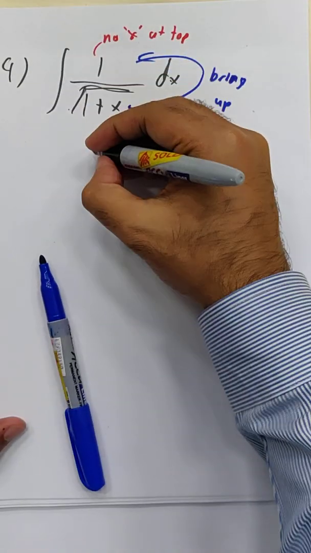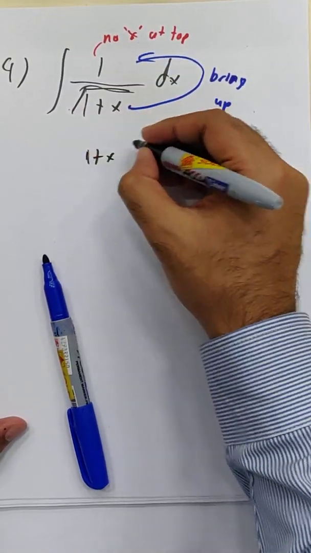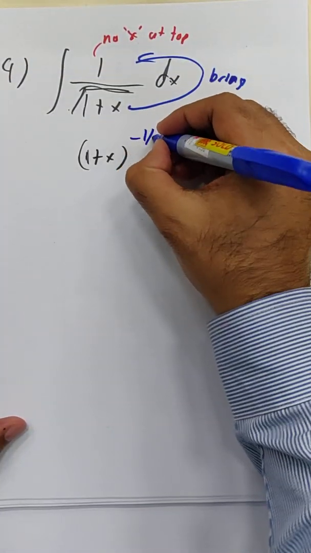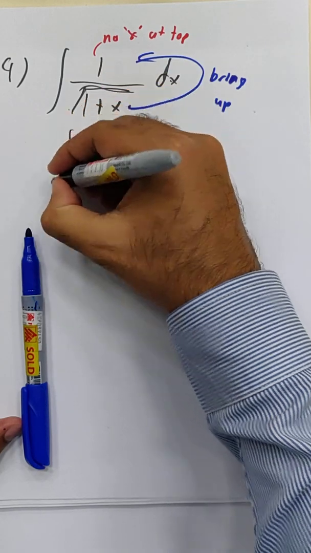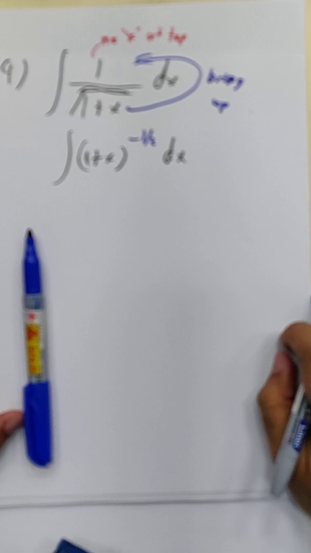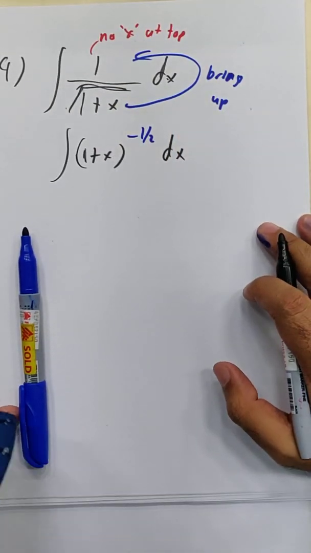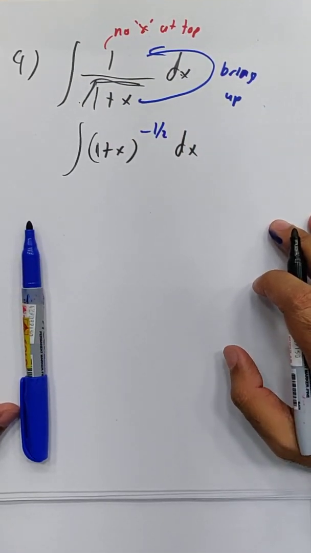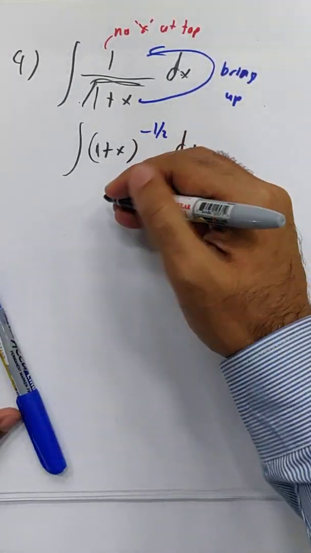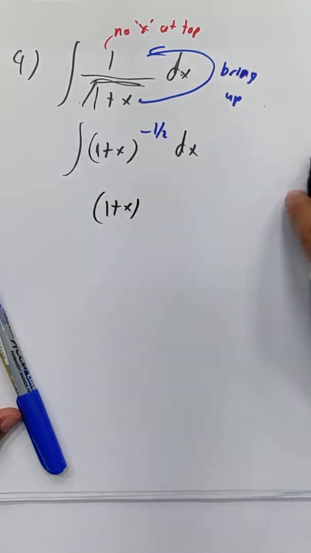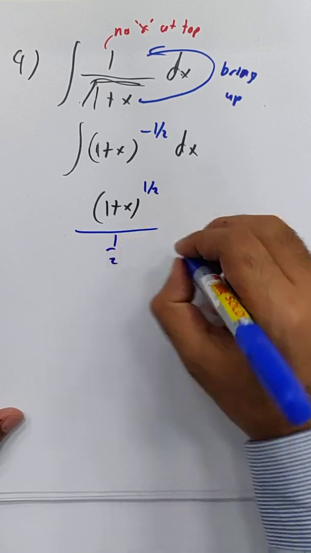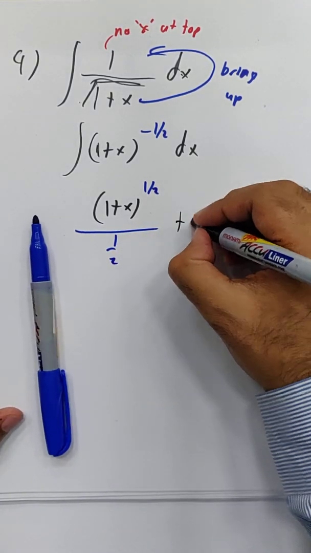So I get myself 1 plus x. Square root is to the what power? 1 over 2. So if I bring it up, it becomes negative 1 over 2. Remember, whenever fractions you bring it up, you got negative. Some people forgot about it. So now you just integrate as usual. So you plus 1, one over 2, and then divide by 1 over 2 plus c.